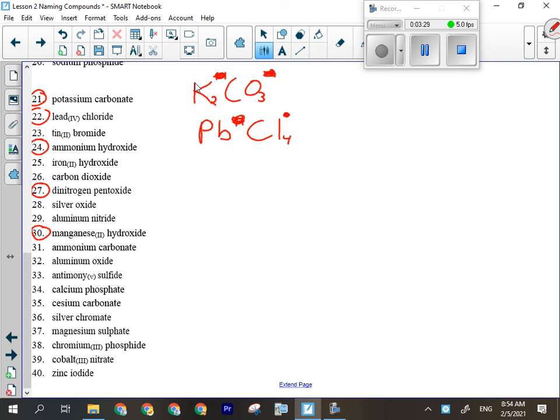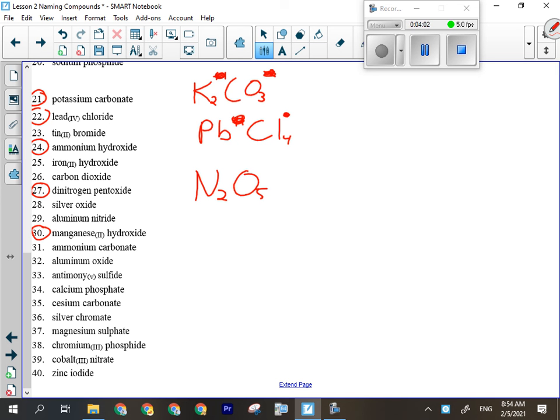Okay, then number 27, dinitrogen pentoxide. Ionic or molecular? Molecular. Okay, we've got 2 nonmetals and prefixes. Prefixes are always a dead giveaway because we don't use prefixes in ionic compounds ever. All right, so we've got dinitrogen, so that means how many nitrogens? 2. Okay, pentoxide, so oxygen, what's the number? 5. Okay, penta means 5. Okay, tetra is 4. All right, so we got N2O5.